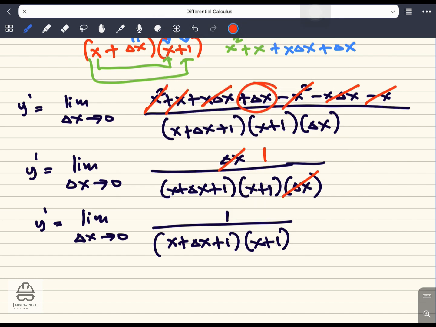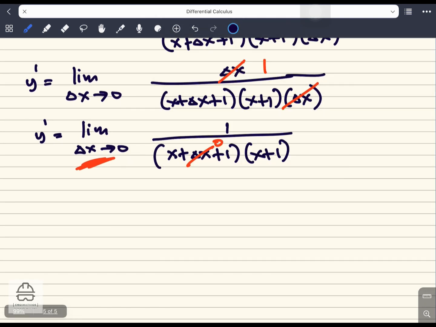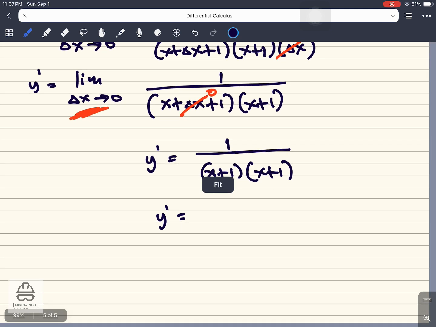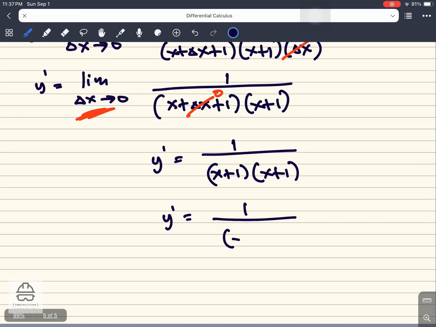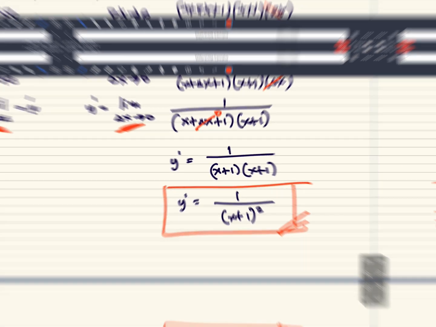Okay, so it was defined in our limits that our delta x is approaching 0. So yung delta x, lahat ng delta x dito sa equation natin is papalitan natin ng 0. Okay, so our final answer, 1 over x plus 1 times x plus 1, or y prime is equal to 1 over x plus 1 quantity raised to the power of 2. So this is the final answer.